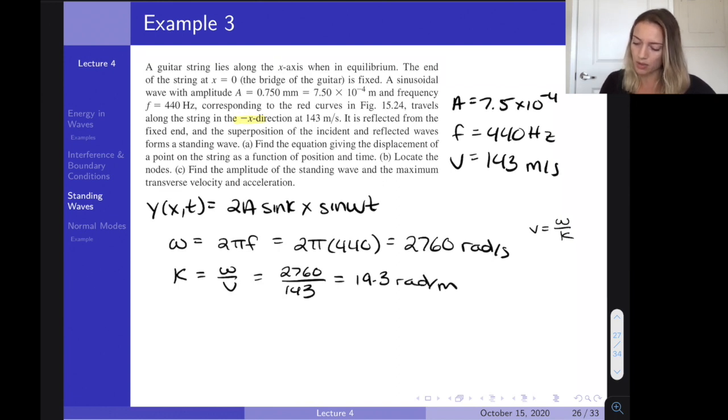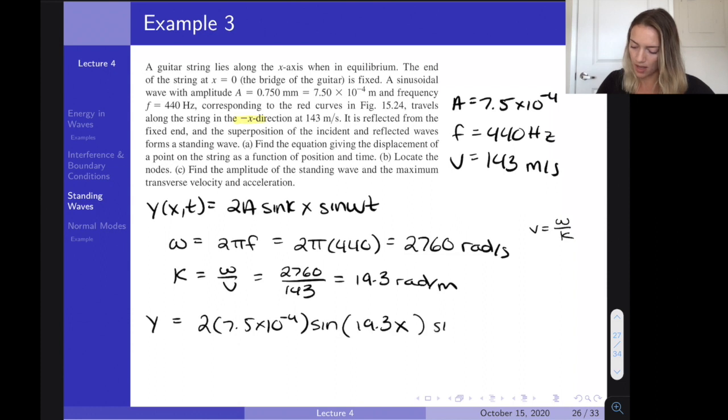And now we can just plug those into our equation since we have the amplitude. So y is equal to 2 times the amplitude, so that's 2 times 7.5 times 10 to the negative 4, sine of k, which is 19.3x, and then sine of omega, which is 2760 times t. And that's our equation for our standing wave. Now that's part A. For part B, we want to locate the nodes.